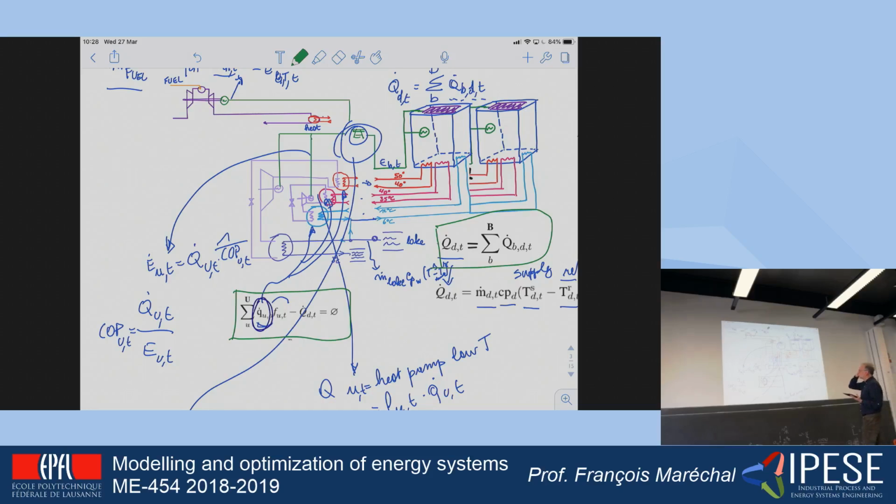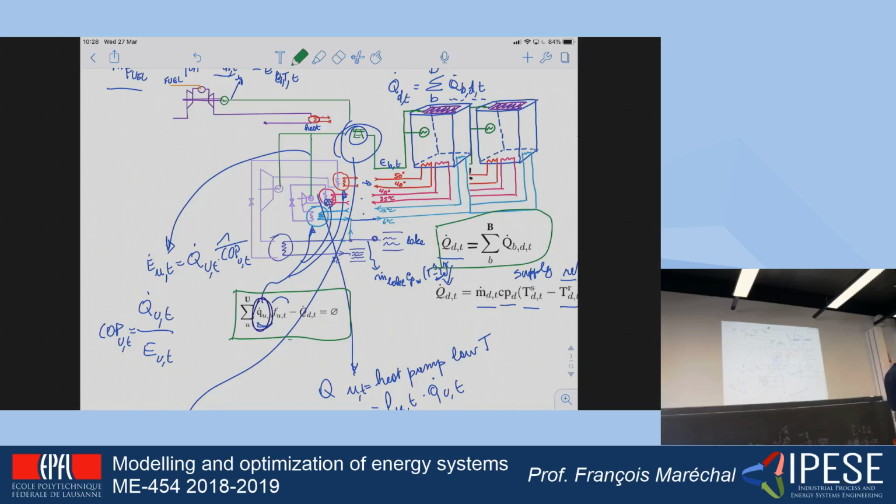So for example, when I'm supplying a certain amount of heat by a heat pump, then I know that I'm going to spend a certain amount of electricity in the corresponding compressor, okay? Which is going to be calculated by saying that the amount of electricity of the unit U at time t is equal to the heat that is delivered by the unit divided by the COP of the unit.